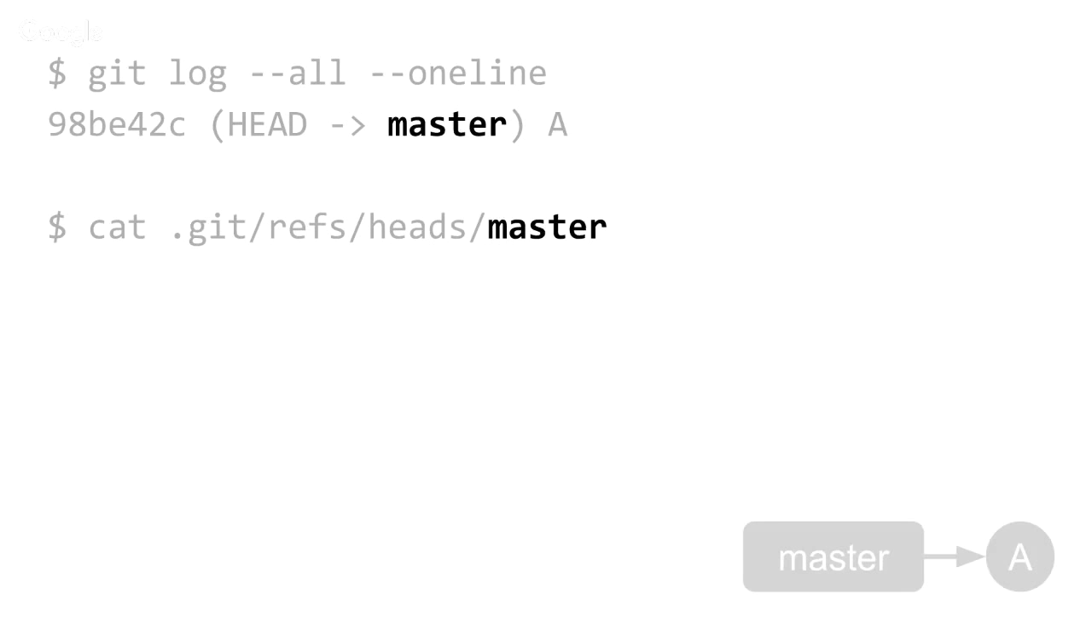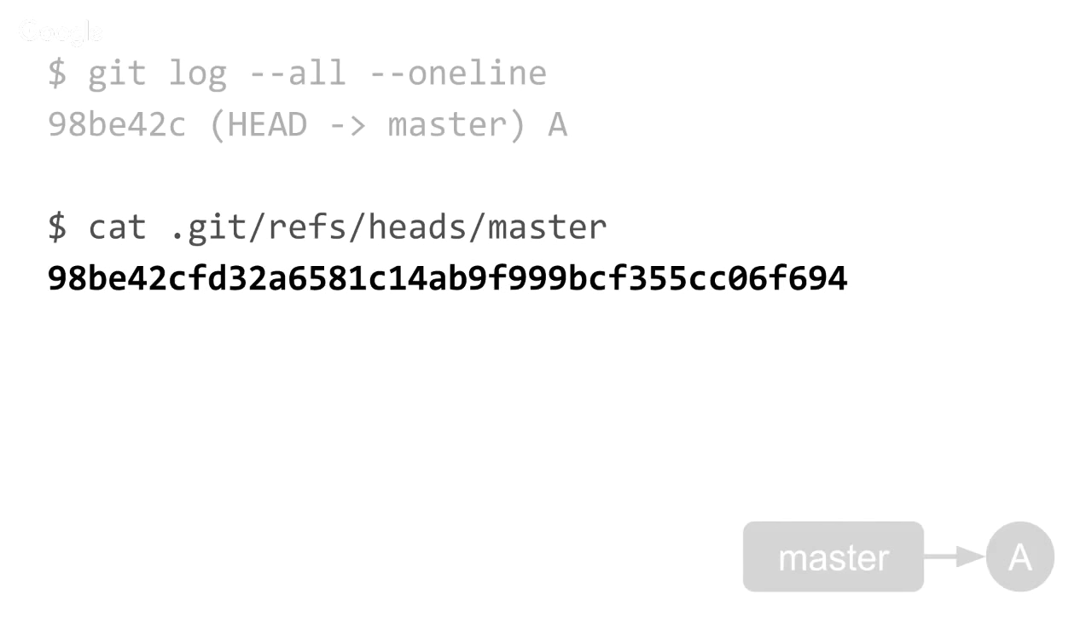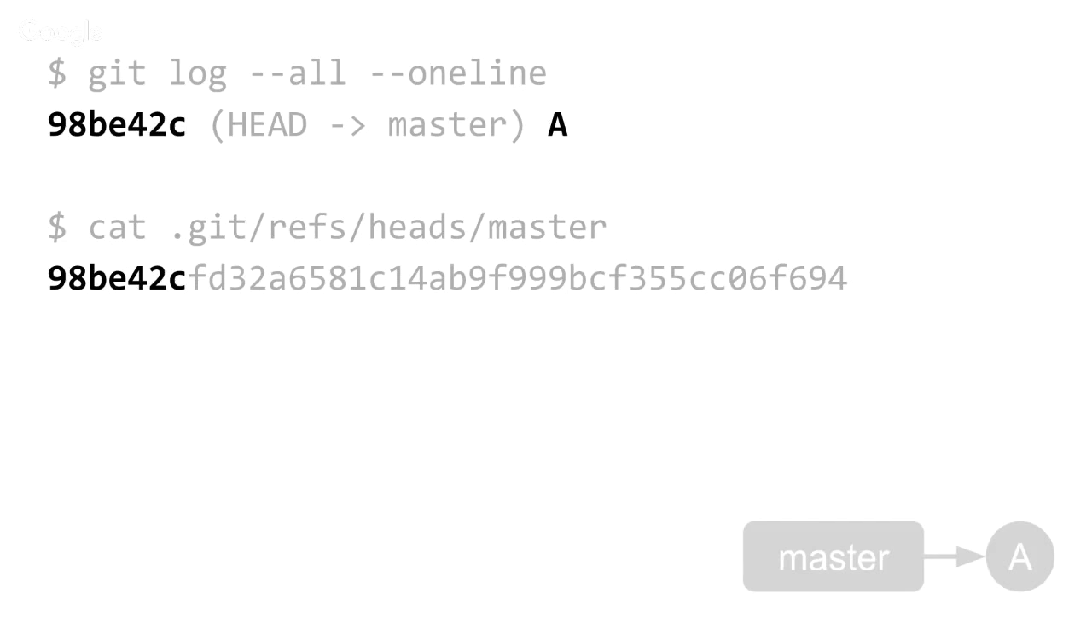The mechanism is that for each branch, Git uses a separate file, and the name of the file is just the name of the branch. We would like to see what's inside, and here we can see that this is just a plain text file with the hash of the commit. And as we can see above, it is the same hash that git log gave us. Of course, git log gave us just a short version of the whole hash.